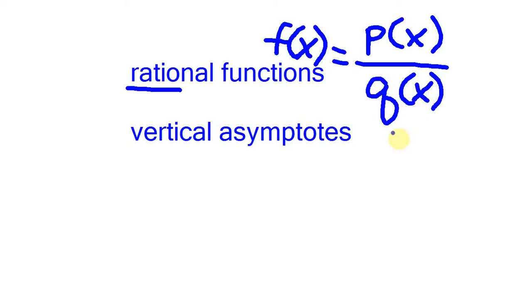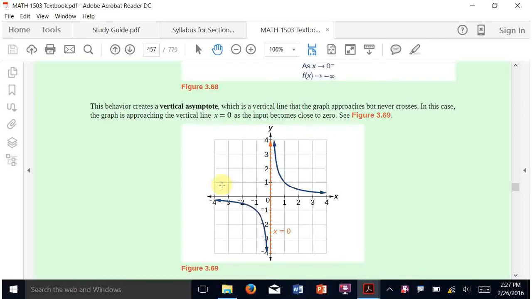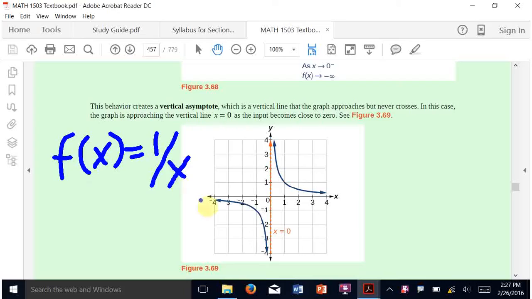Okay, well, what about vertical asymptotes? Well, let's take a look. Here we have the function, our toolkit function, f of x equals 1 over x. And here at x equals 0, we have a vertical asymptote. Now, the informal definition of a vertical asymptote is a vertical line that your function approaches but never crosses.